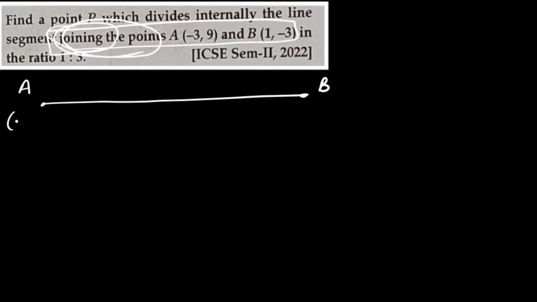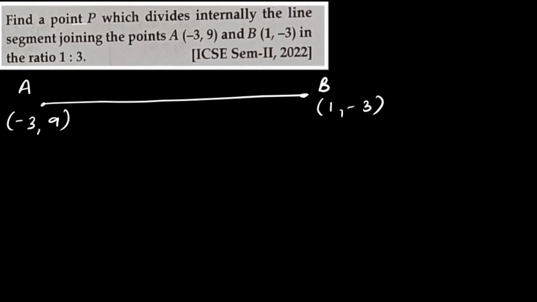So A's coordinates are -3, 9, B's coordinates are 1, -3. We have to find the coordinates of the point P which is dividing internally, which means it lies in between A and B. It is dividing the line in the ratio 1:3. This line segment is divided by point P in the ratio 1:3, so find a point P means we have to find the coordinates of P.